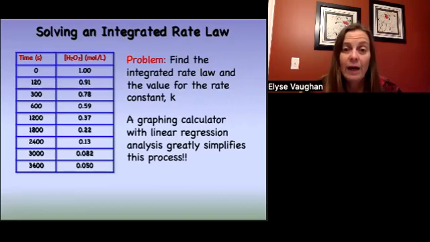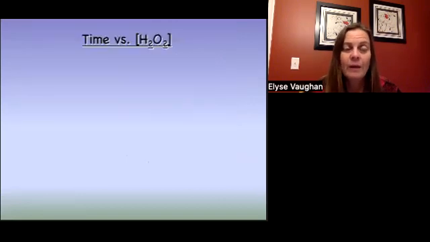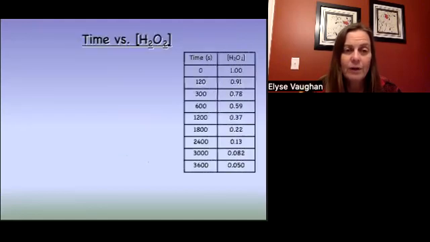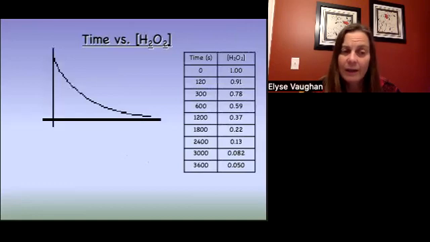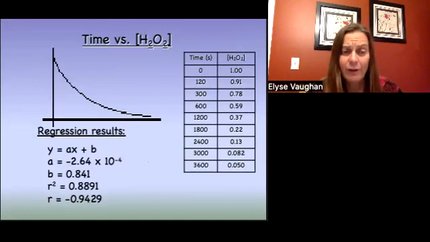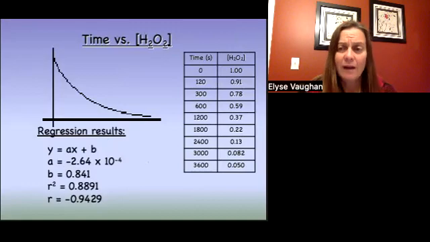So first, let's look at solving it graphically. If we take this same data and graph the concentration versus time, here's our concentration data, here's our time data, and when we do the linear regression we find that our R-squared value is only 0.8891. That tells us that this is not a very linear line, so this is probably not a zero order reaction.